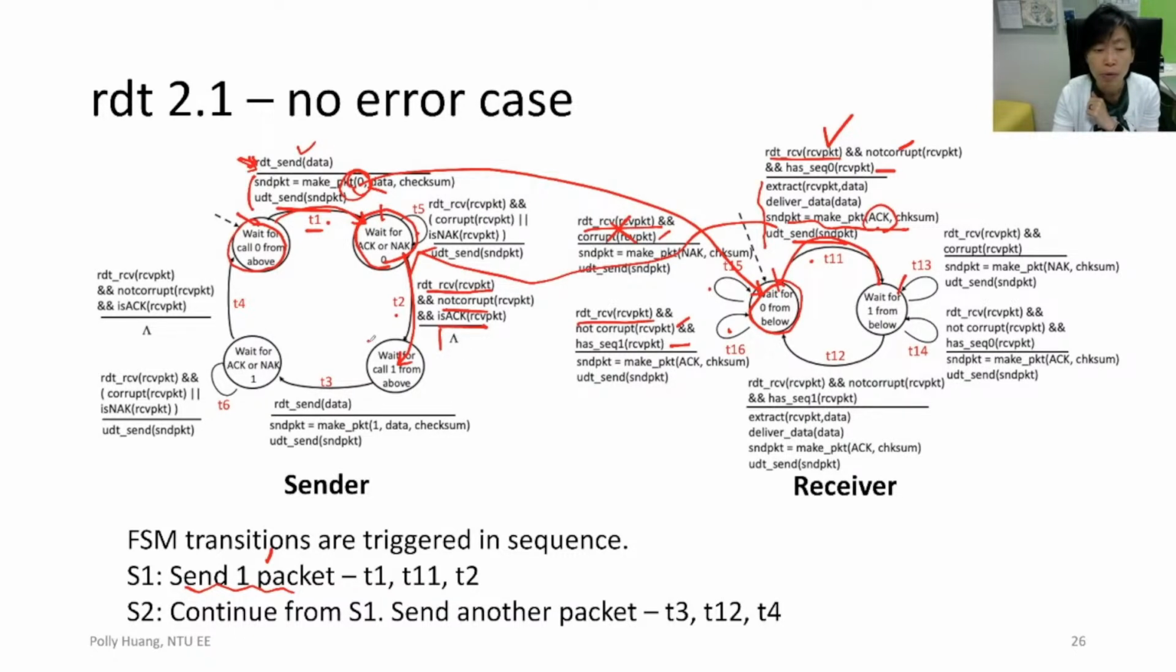So the sender here goes to that state, and there's nothing to be done here. No more packets being generated flying back to the receiver. So we could have stabilized right here. The sender stops here, the receiver stops here. In the process, we take 3 transitions. The first one is T1 at the sender side. The second is T11 at the receiver side. And the third is T2 at the sender side.